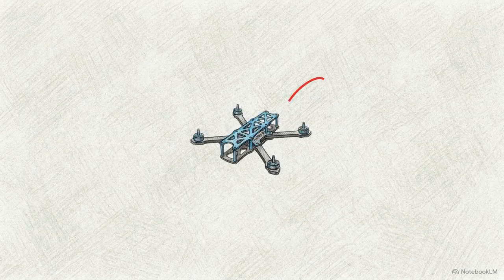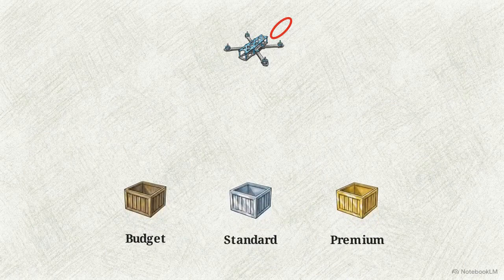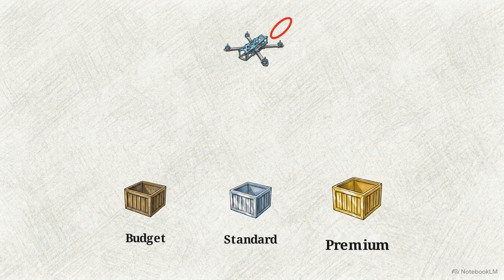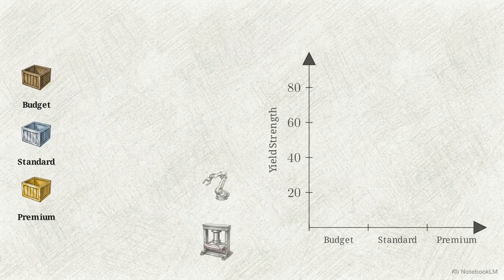You're engineering a new drone, and you need to select the right titanium for the chassis struts. You have three options from your suppliers: budget, standard, and premium. Marketing promises the premium material is the strongest, but as an engineer, you need hard data.